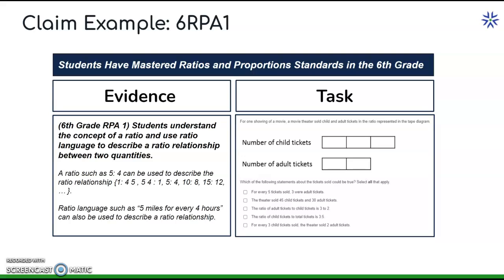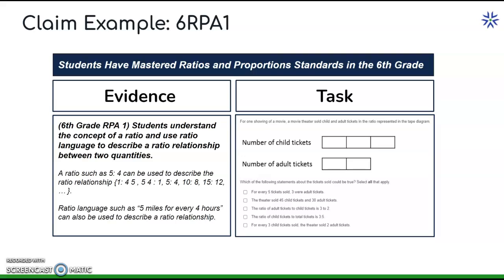The options B, D, and E are correct. I'll just give you a second to go ahead and review those. What you can see is that if students correctly selected all three options, it meant that they comprehensively know the standard. They've demonstrated mastery of the evidence statements that we've created around the standard. That helps to support the claim that students have mastered ratios and proportions for the 6th grade. However, it doesn't fully state that.